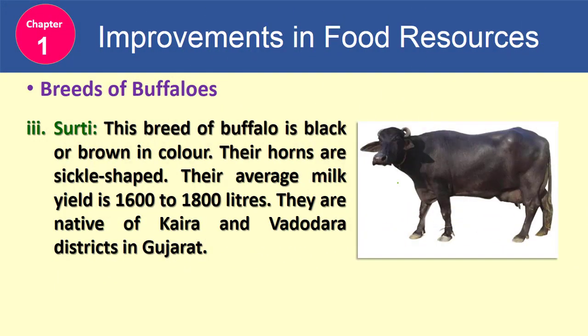Third is Surti. This breed of buffalo is black or brown in color. Their horns are sickle shaped. Their average milk yield is 1600 to 1800 liters. They are native of Kaira and Vadodara district in Gujarat. Okay.